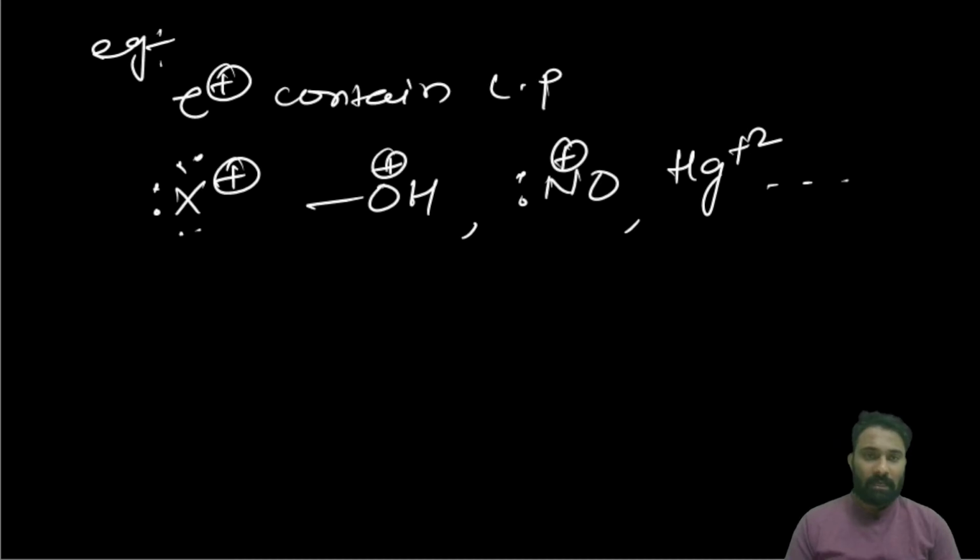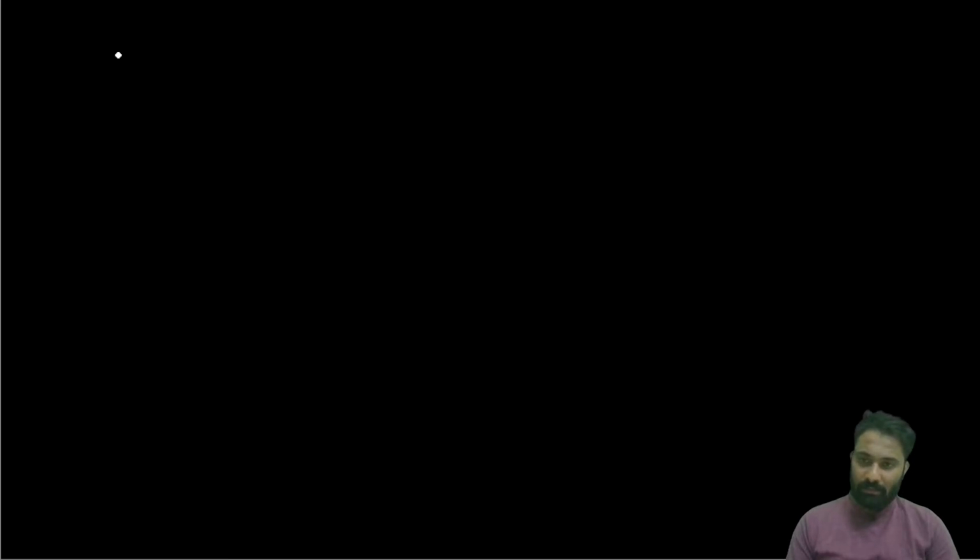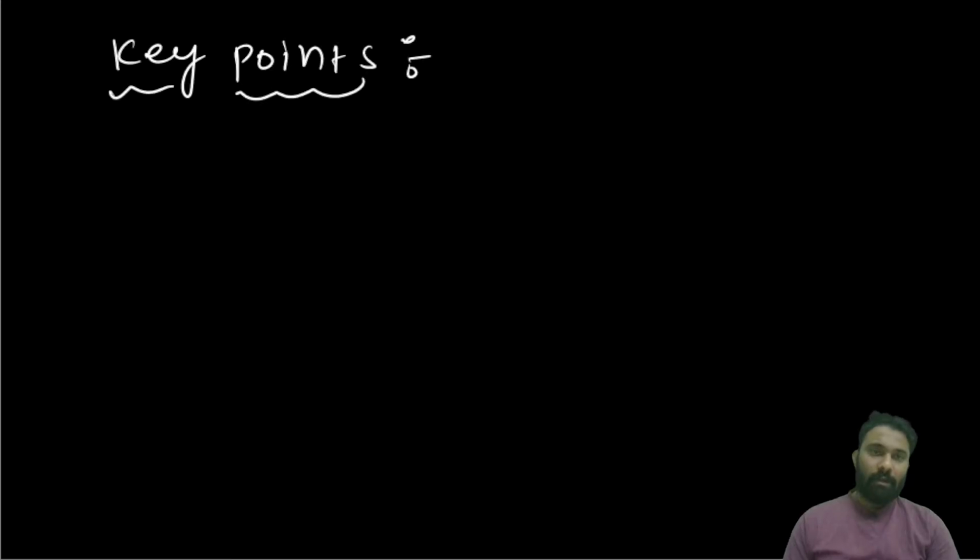Now we'll see some key points of this one. What are the some key points that we are going to see here? Non-classical carbocation, that is electrophiles.